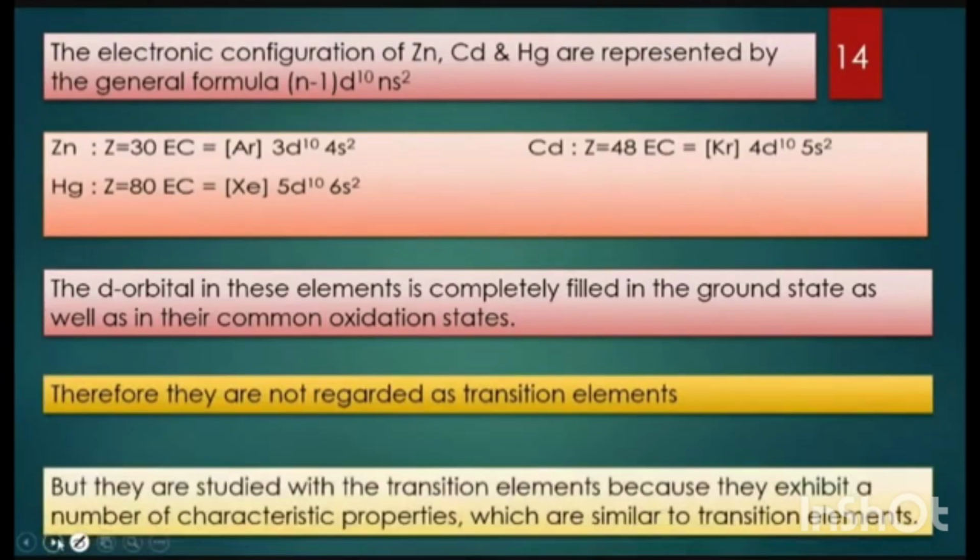included in the D block elements, and we have to study these three elements along with the study of D block elements, because their chemical and physical properties are very similar to transition elements. So that is why we are going to study the physical and chemical properties of zinc, cadmium and mercury along with the remaining D block elements. Remember, since all these three elements have completely filled d orbitals, they are not regarded as transition elements.